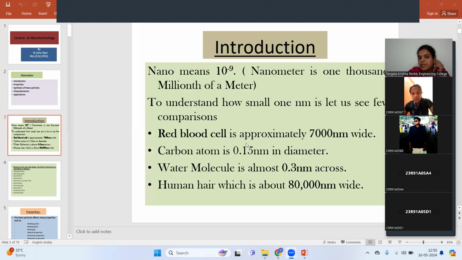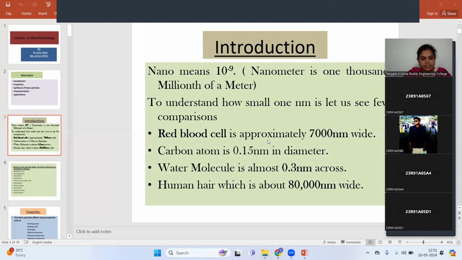Generally, nano means what? 10 power minus 9 meters. A nanometer is 1000 millionth of a meter. To understand how small one nanometer is, let us see a few comparisons. Nanotechnology is used for the study of materials and processes at the nanoscale in a variety of disciplines like biology, material science, polymers and chemistry. In these disciplines, we are using nanotechnology.